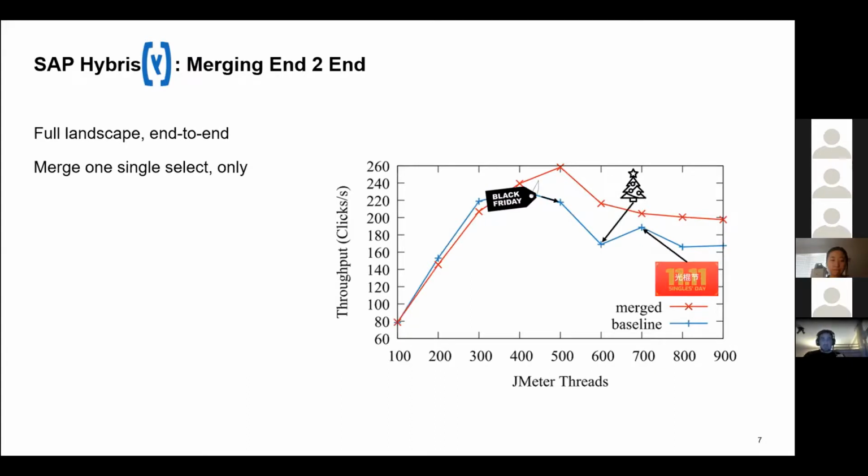Now, as we just apply merging to one of these queries, so this lookup query that we had on the previous slide, we can increase throughput by 20%. So the takeaway here is that merging improves throughput by 20%, which then confirms our second hypothesis.